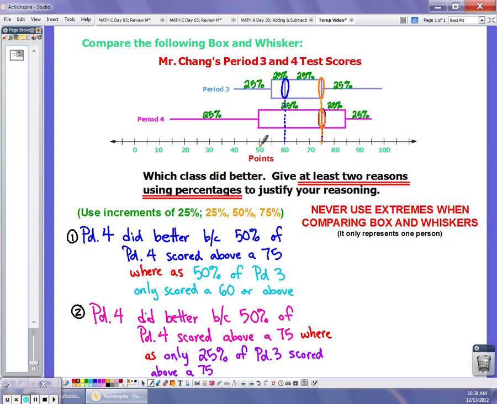Now, if I had to choose, period 4 had a lot more reasons. That was only one reason that showed period 3 did better, but we've already stated three reasons why period 4 did better. So overall, I'm going to say that period 4 was the better class.